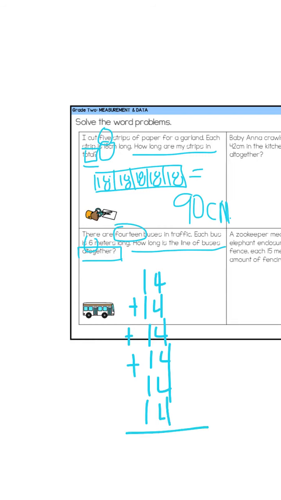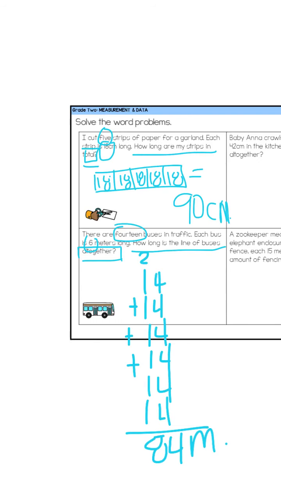And add up my ones. So 4 plus 4 plus 4 plus 4 plus 4 plus 4 is 1, 2, 3, 4, 5, 6, 24. So I put down my 4, regroup my 2. Now I add up my 10s. So 2, 3, 4, 5, 6, 7, 8. So you get 84 meters for that one.